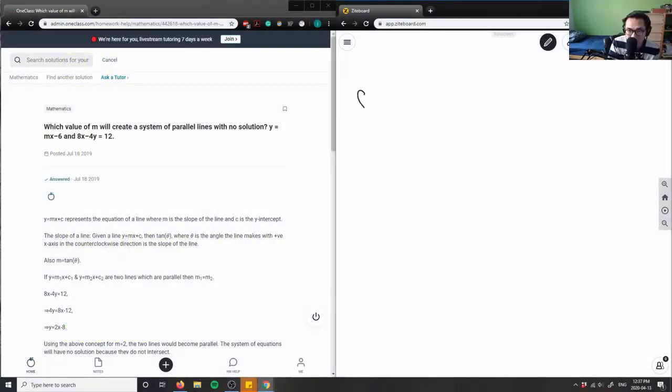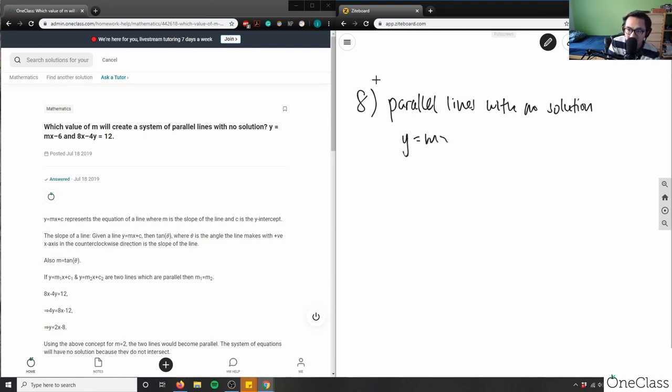Which value of m will create a system of parallel lines with no solution? So I want parallel lines with no solution. And I'm given here y equals mx minus 6 and 8x minus 4y equals 12. This looks like a b, but it's actually a 6 here.